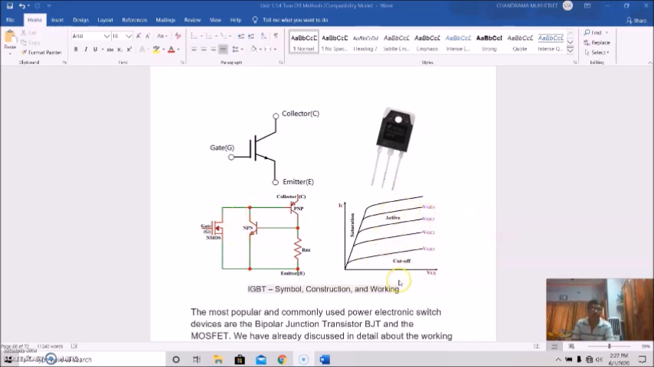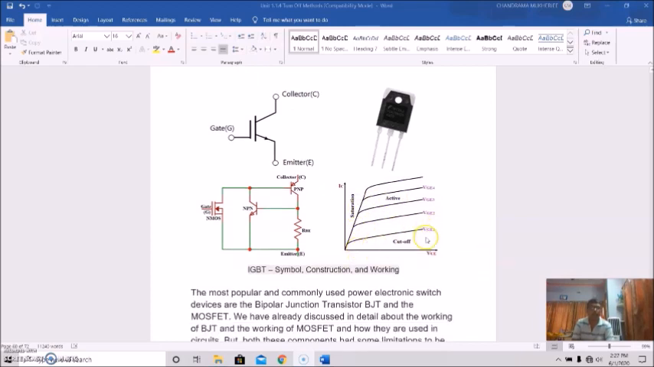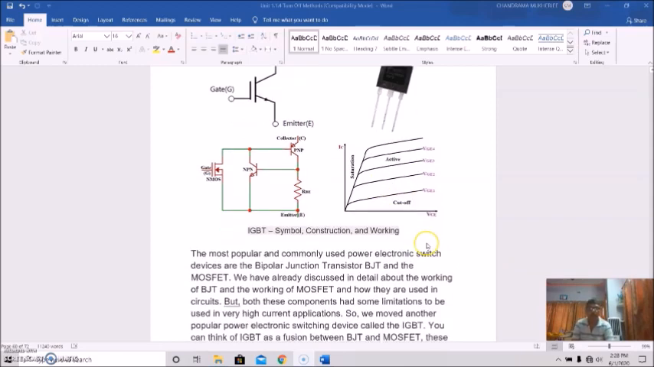This shows the voltage and collector current, and the controlling voltage, the different gate-emitter voltages. This is the cutoff region, this is the active region, and this is the saturation region. Later on we will come to these.